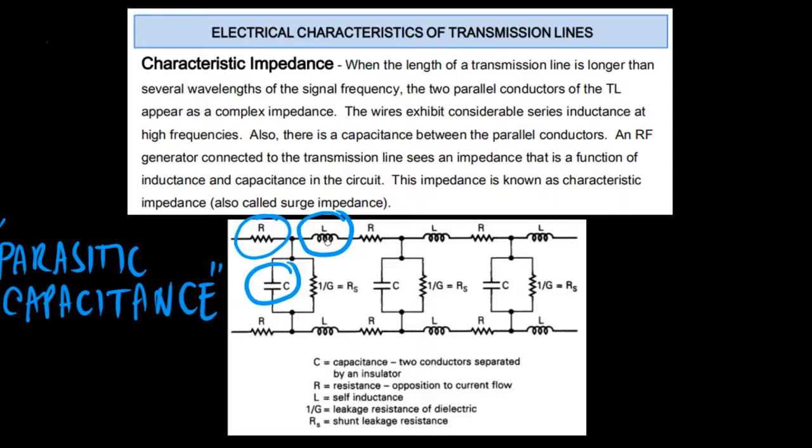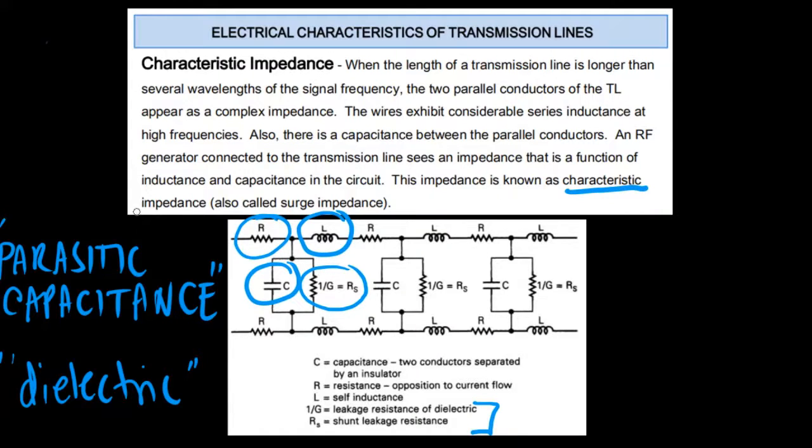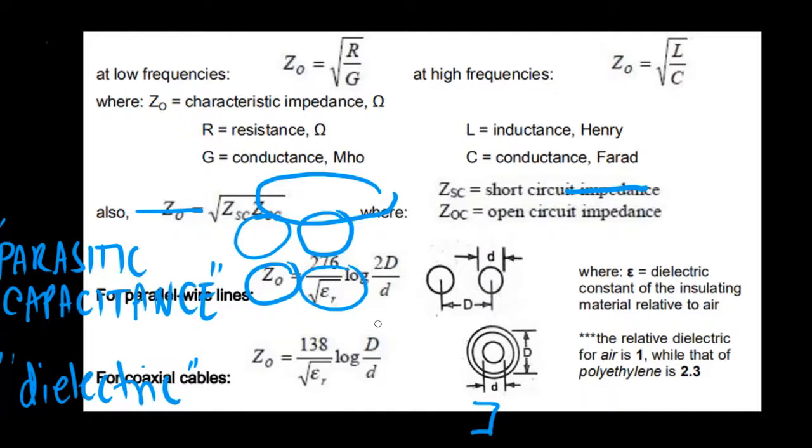Aside from that, of course, your conductors will be coated by an insulator, or let's call that dielectric from here on. Since they will be coated by dielectrics, there will be shunt leakage resistance, or leakage resistance of the dielectric, as you can see here. That's this one. And all in all, because of that, our transmission line will have its own characteristic impedance, which is also called your surge impedance.